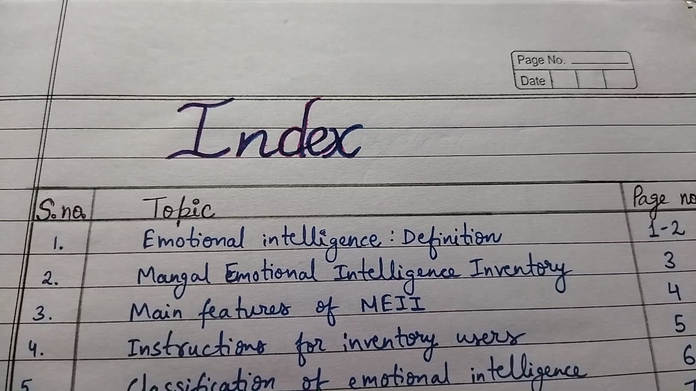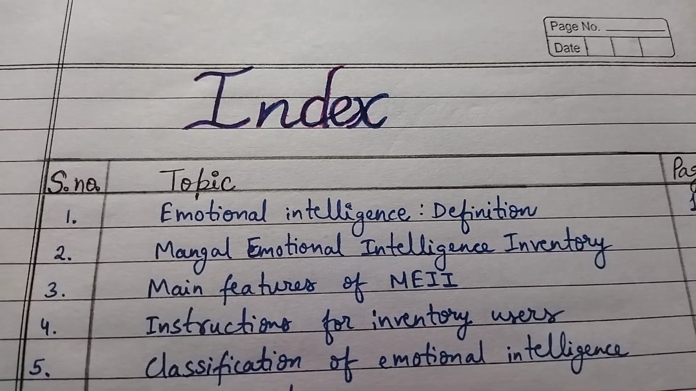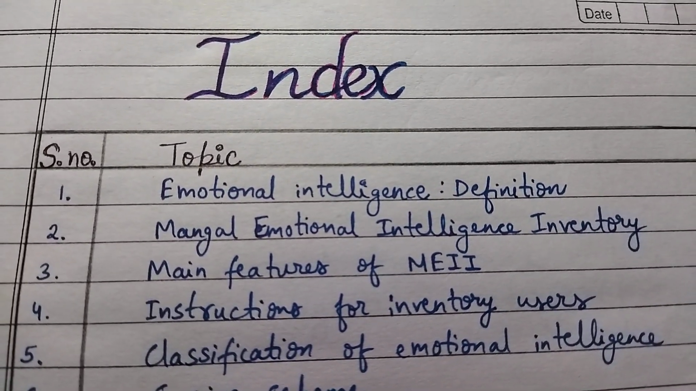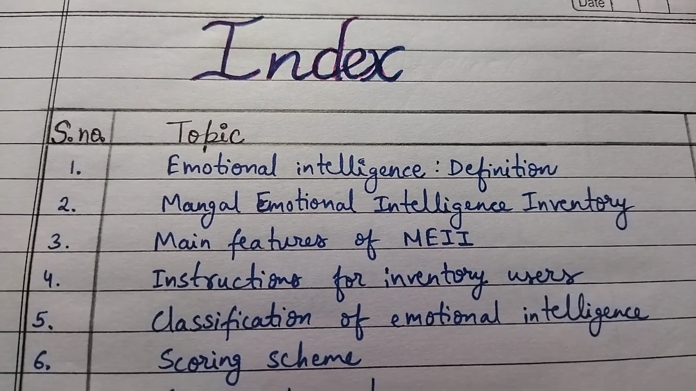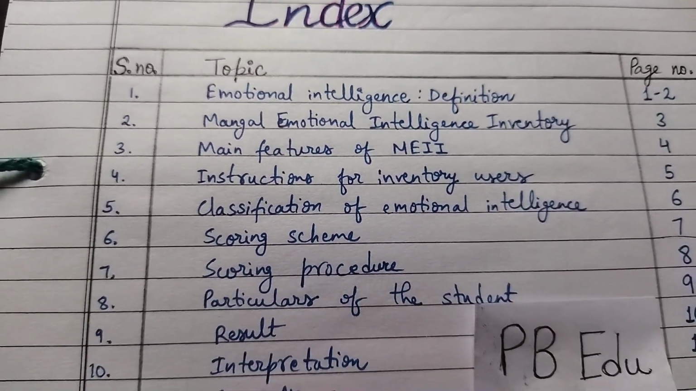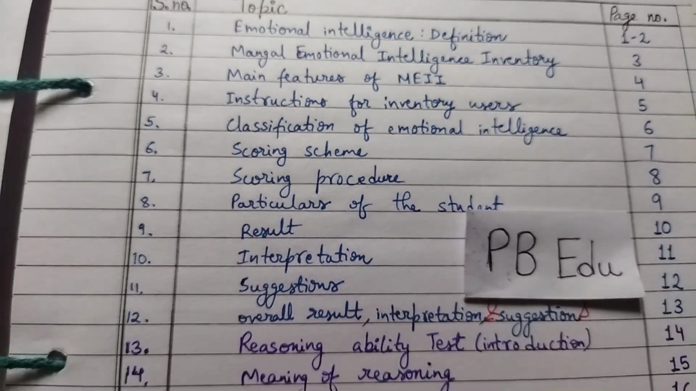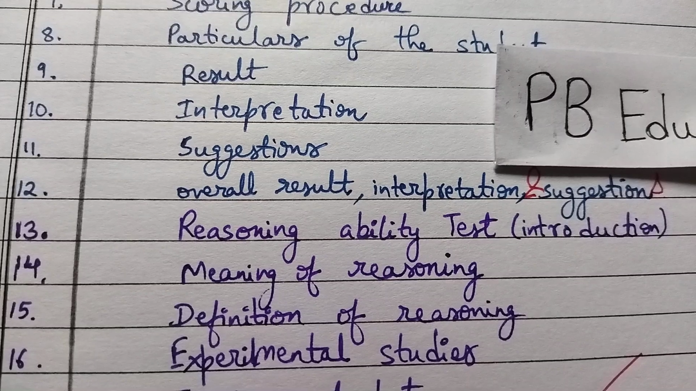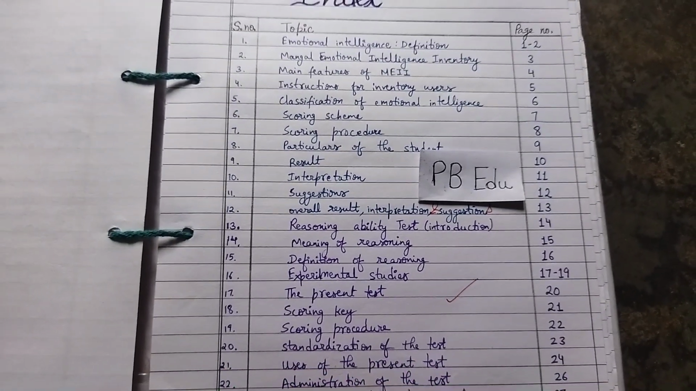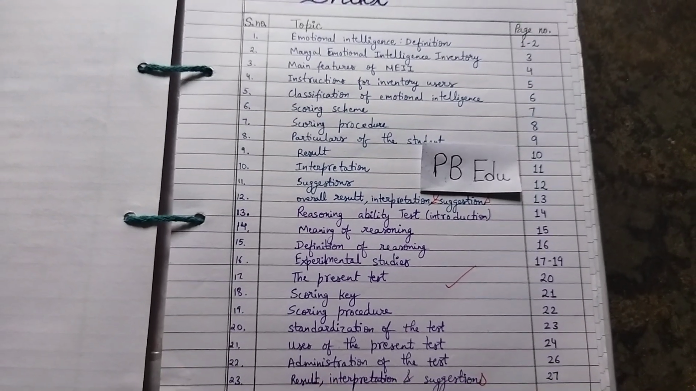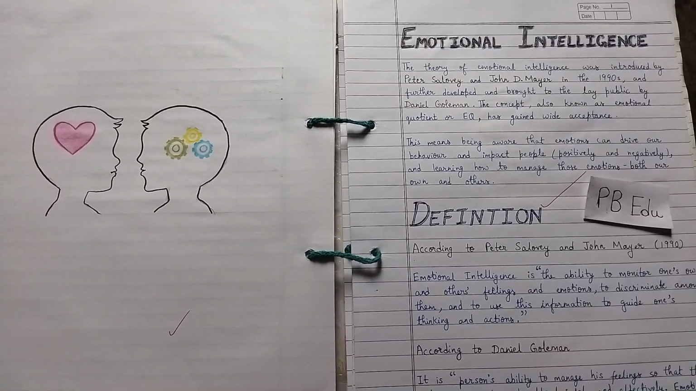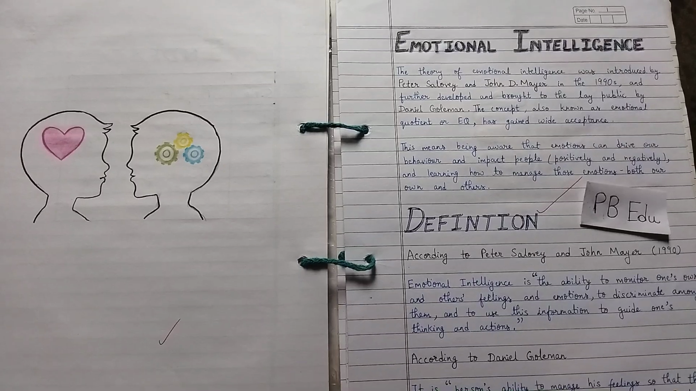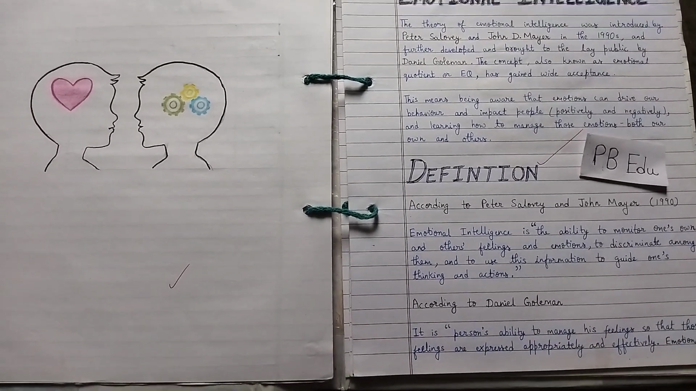So first we will talk about the index. In the index, the main topics are given here: emotional intelligence, its definition, then features of MEII, and then result interpretation. And the second topic is reasoning ability. Like that you have to write all the subtopics in the index. Then you have to write the meaning and definition of emotional intelligence.